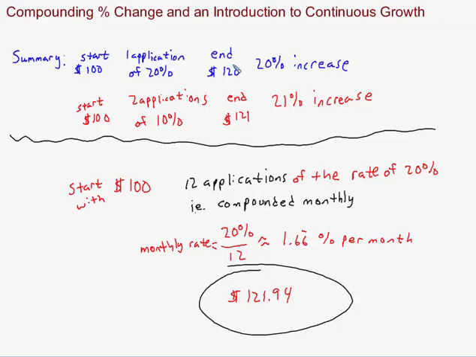By going from 1 application to 2, I got an extra $1. By going from 2 applications to 12 applications, I got an extra 94 cents.